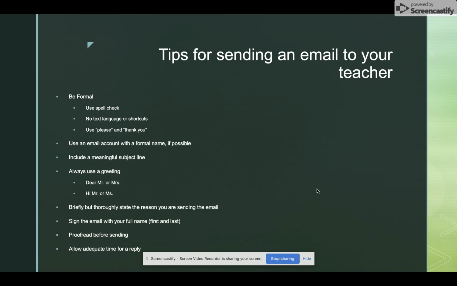So those are my tips for sending an email. Hopefully that will help you as you're going through your class.